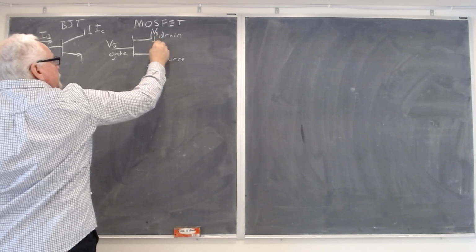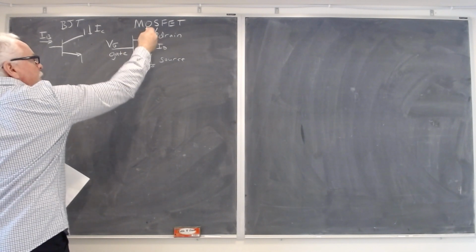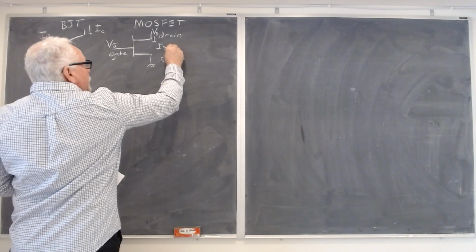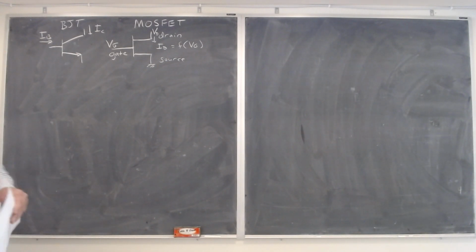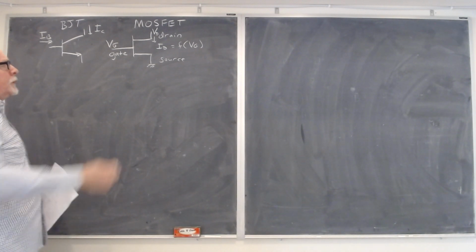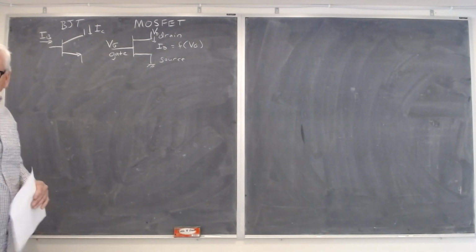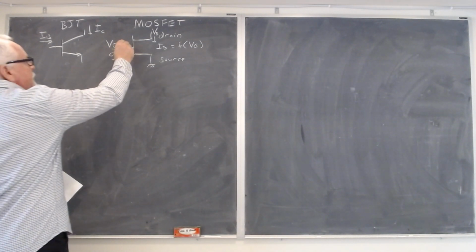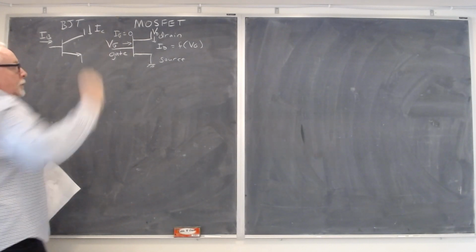And you have a certain drain current I sub D that flows between the drain and the source. And that is essentially a function of the gate voltage that we're going to derive. And so it's called a transimpedance amplifier. It produces a current in response to a voltage input. And the important thing about this is that the gate current is 0.